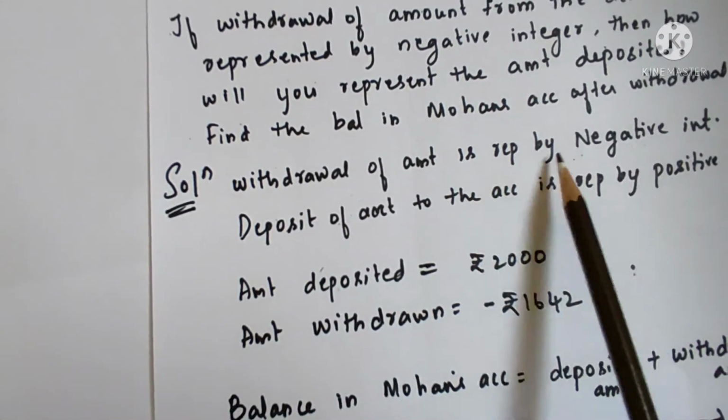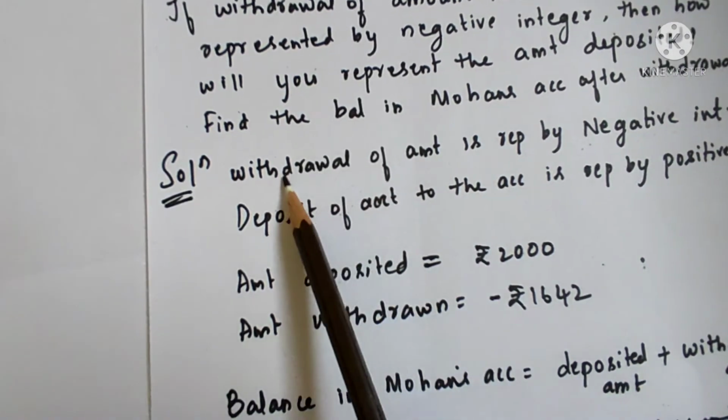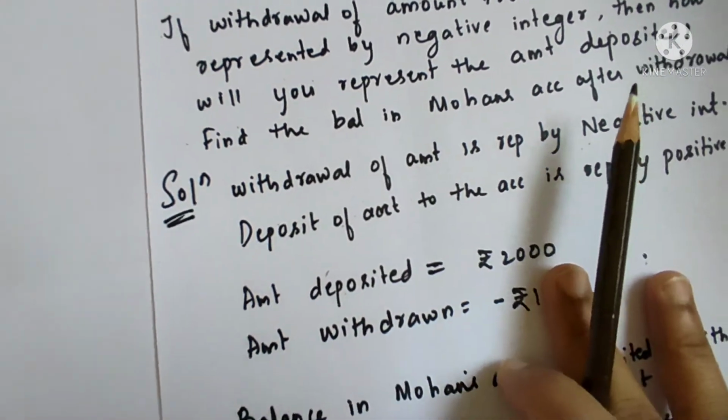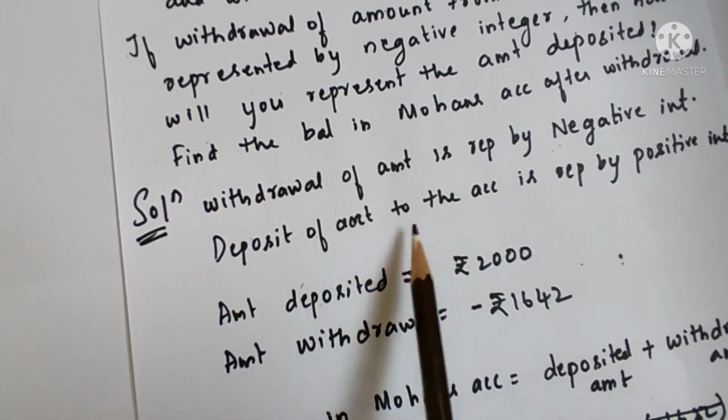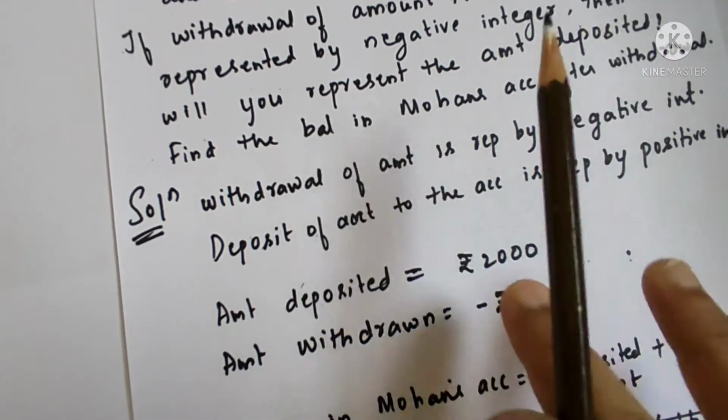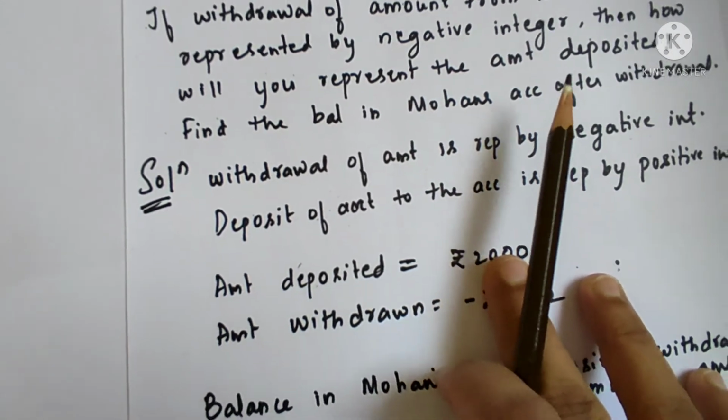Solution. Withdrawal of amount is represented by a negative integer. This is what is given in the question. Then the deposit of amount will definitely be represented by a positive integer.